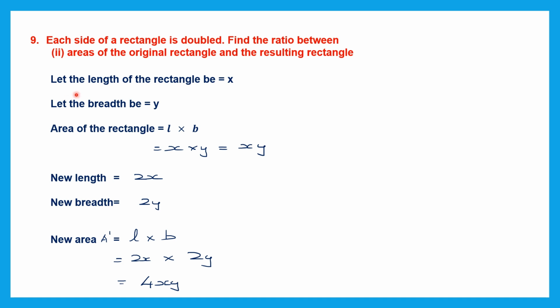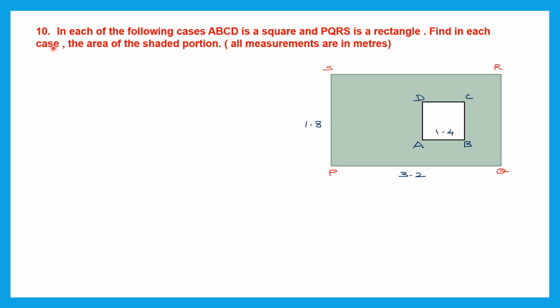Now let's find the ratio of the areas of the original rectangle and the resulting rectangle. So ratio of the original area is to the new area, and the original one is xy. So let's write xy, and the new area is 4xy. We can cancel out this xy and this xy. So here it is 1. So now the ratio is going to be 1 is to 4. So the ratio of the areas of the original rectangle and the resulting rectangle is 1 is to 4. This is our answer.